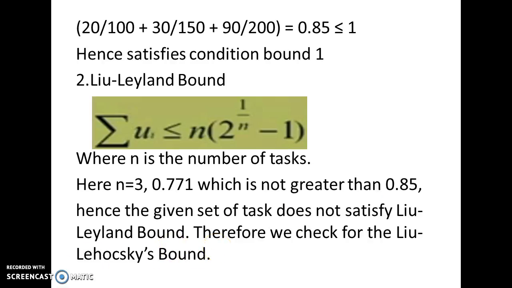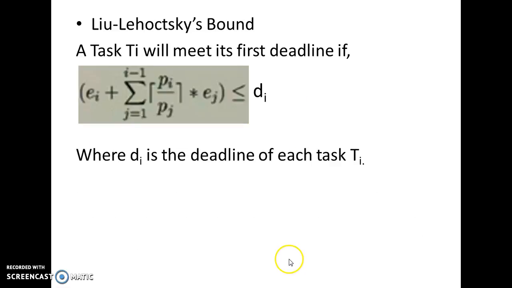So, only when the second condition is not satisfied, we go for the check of the Liu-Lehoczky's bound. But if the given set of tasks satisfies the first two conditions, we need not go for the third condition check, and we can conclude that it is RMA schedulable. But in our example, as the given set of tasks does not satisfy the second condition, we are going to check for the third condition called the Liu-Lehoczky's bound. The Liu-Lehoczky's bound says like this: the task Ti will meet its first deadline when applied in this equation, where Di is the deadline of each task Ti.